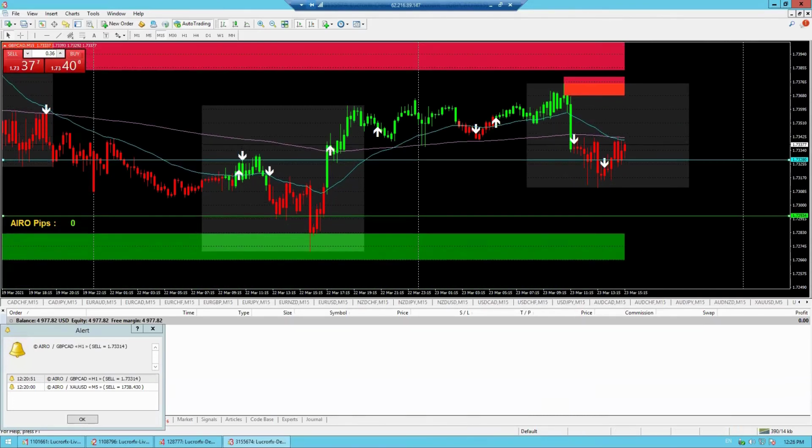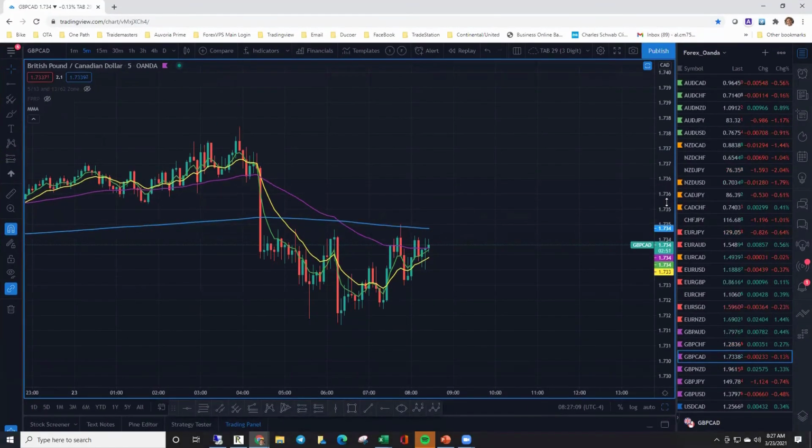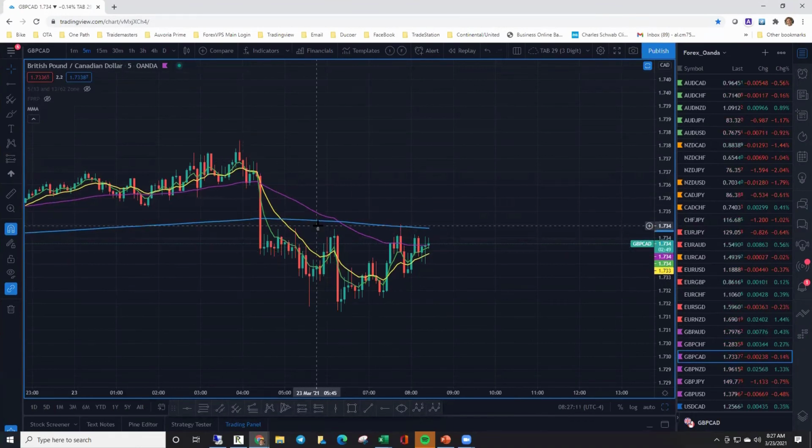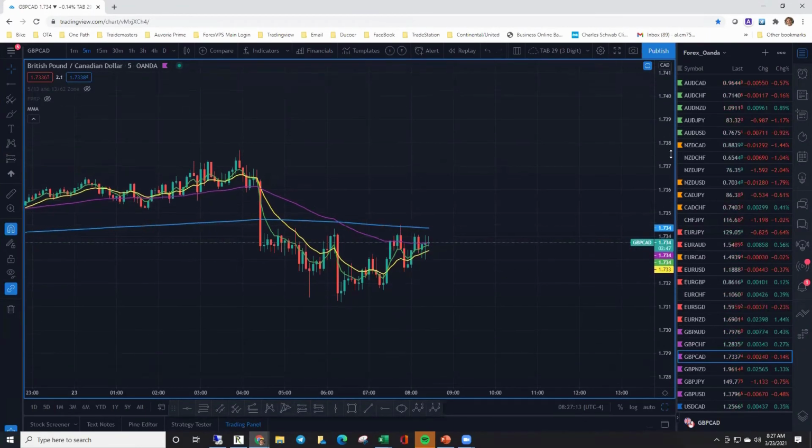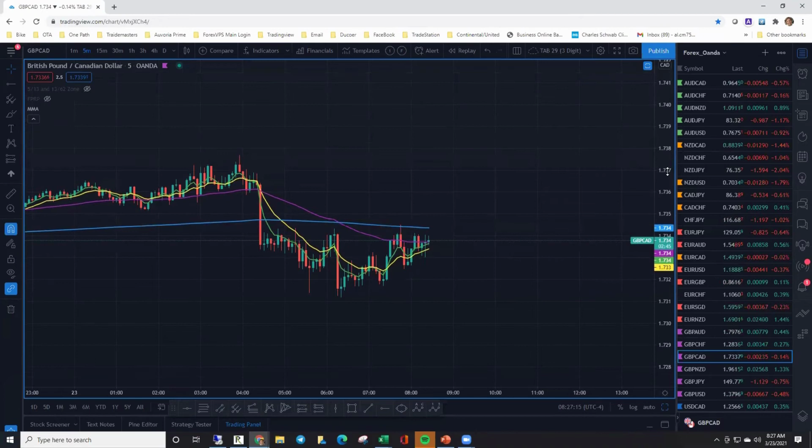Let me take a look at something else here. So this is British CAD. This is my chart for the analysis here. Al, I think you need to get permission from Neo to trade this pair, though.